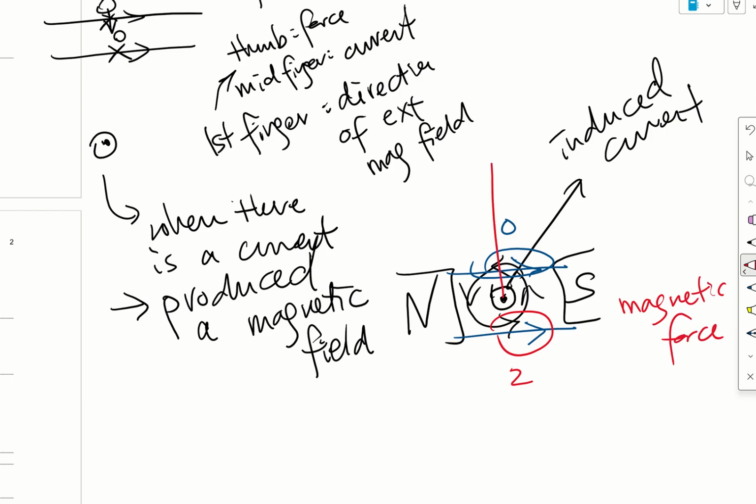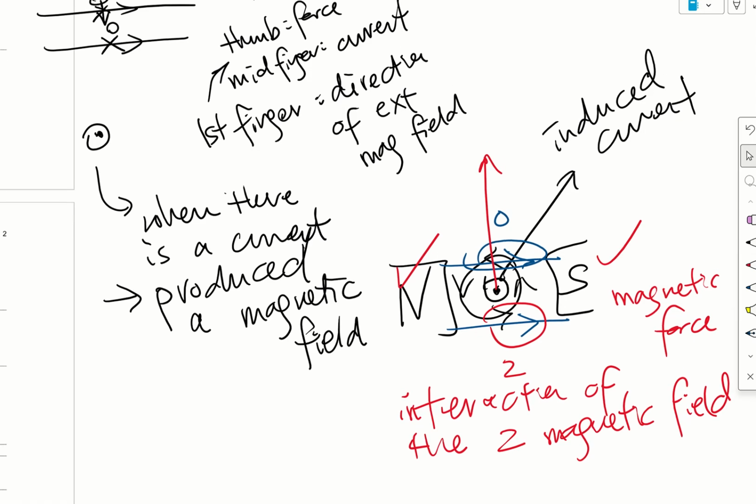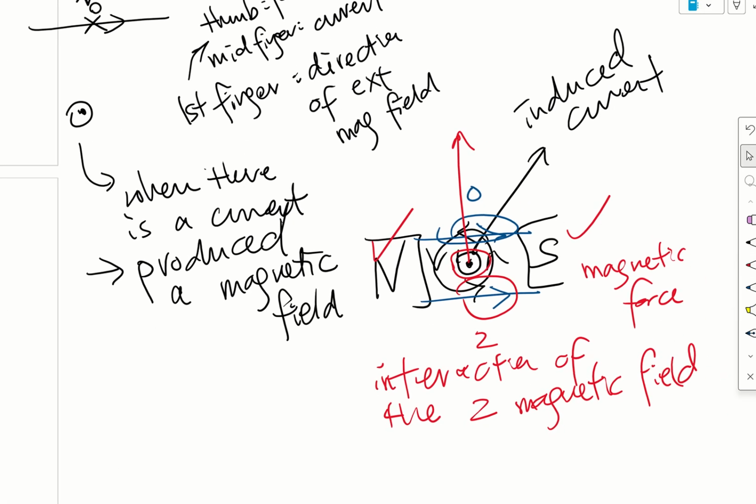And therefore, the interaction of the magnetic fields, the two magnetic fields, one is by the external magnet, the other one is by the induced current. Okay, the interaction of the two magnetic fields will produce a magnetic force, and it goes from more magnetic field to less magnetic field, so it is going upwards. So this is the force that actually opposes the change producing it.